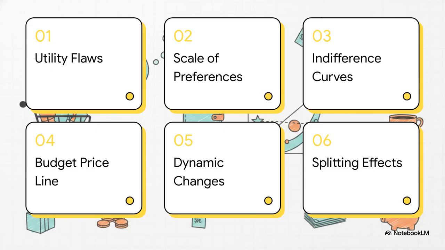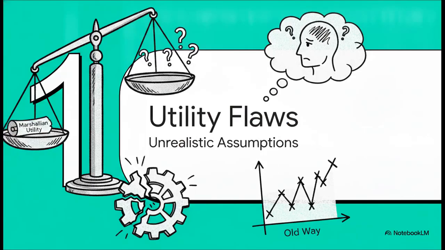To get to the bottom of this, we're going to follow a pretty neat roadmap. We'll start by uncovering the flaws of old utility theories. Then we'll map out our preferences and learn the rules of that map. After that, we'll hit the reality check, the budget line, before tracking dynamic changes in the market, and finally, splitting the price effects.